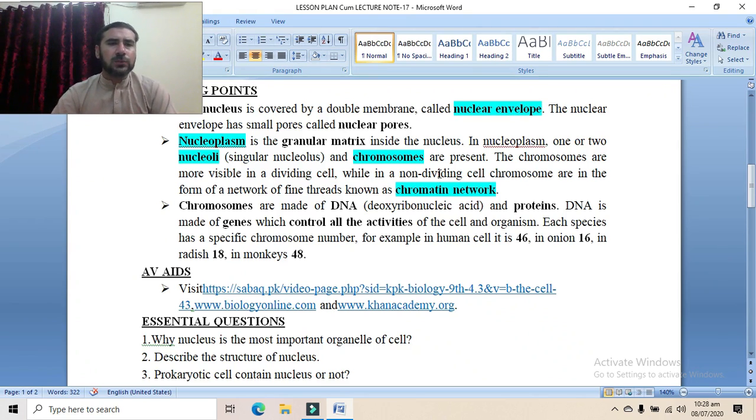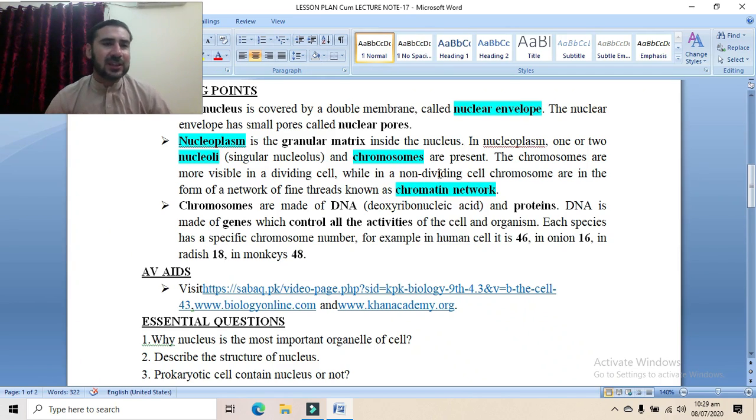The chromosomes are basically X-shaped structures. These chromosomes are basically visible during the cell division process. Whenever the cell division starts, there are several phases of the cell division. During the second phase, the metaphase, the chromosomes are more visible. They are very prominent and they are visible under the microscope.